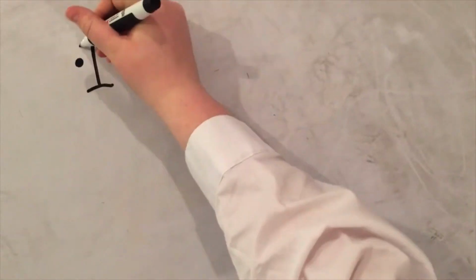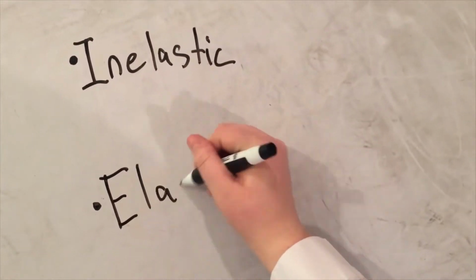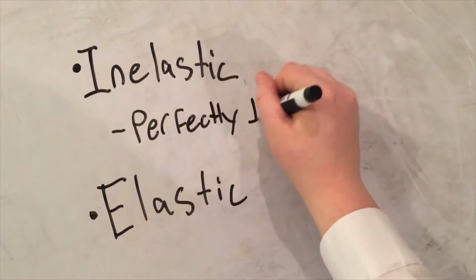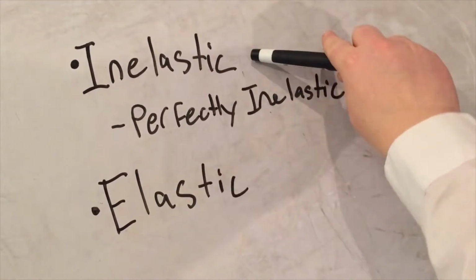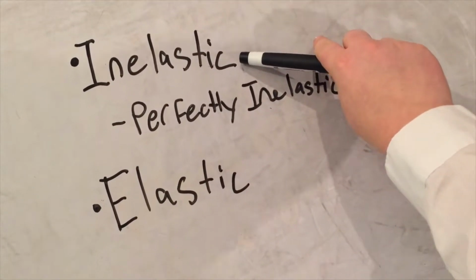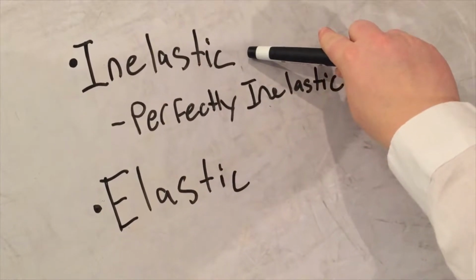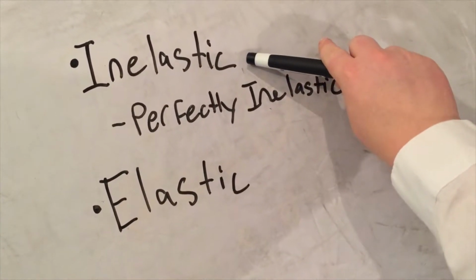Speaking of collisions, there are two major types of collisions, inelastic and elastic. Inelastic includes perfectly inelastic collisions as well. An inelastic collision is when things collide and lose kinetic energy. That kinetic energy is converted into heat energy.